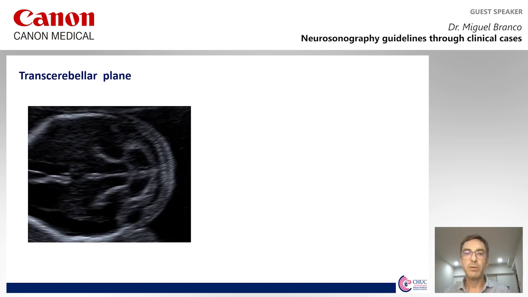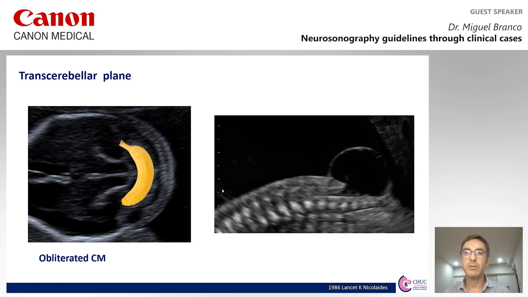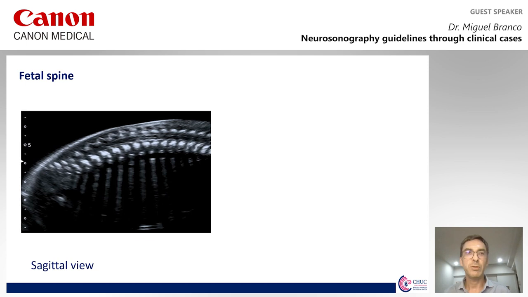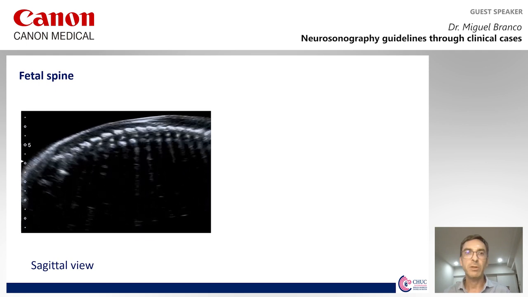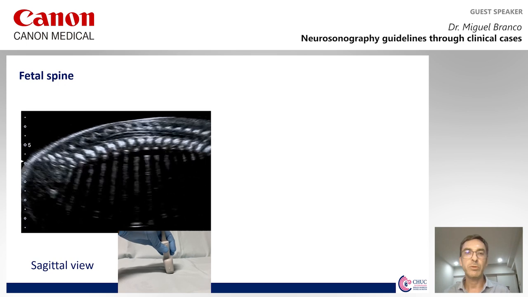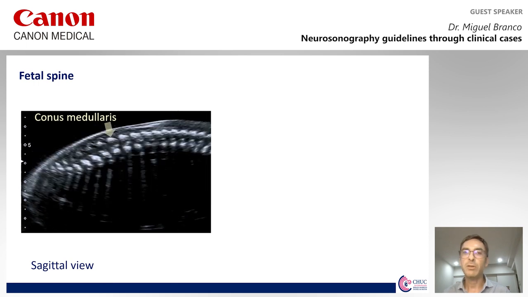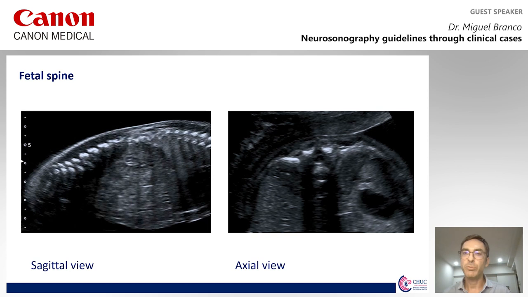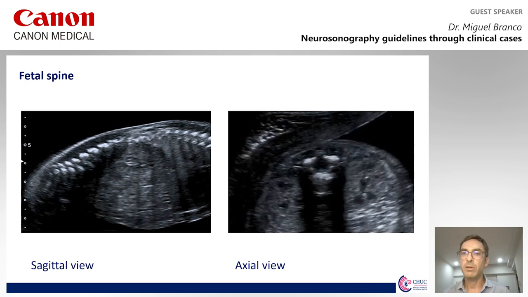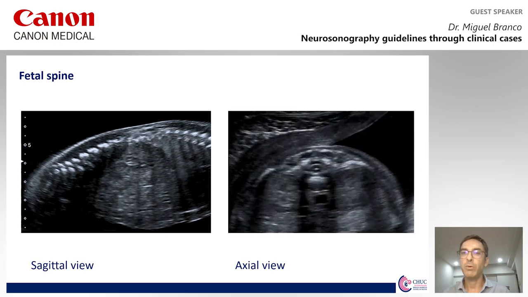This is a well-known sign of the obliterated cisterna magna and the banana shape of the cerebellum that is associated with open spina bifida. In a routine screen, we should evaluate the fetal spine, the integrity of the skin, and with slight tilt movements of the probe, we should identify the conus medullaris. Rotating the probe 90 degrees, we will obtain an axial evaluation of the spine with the identification of the ossification centers. And with tilt and slide movements, we can evaluate all the spine.